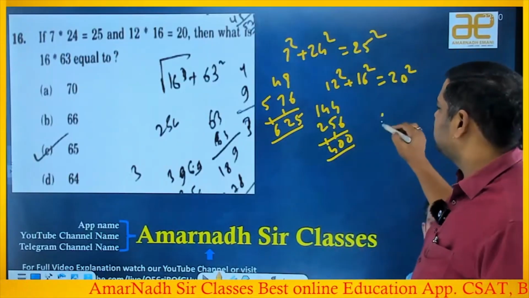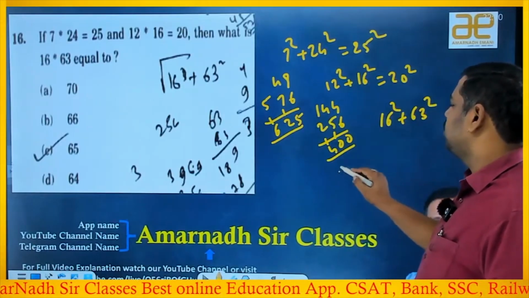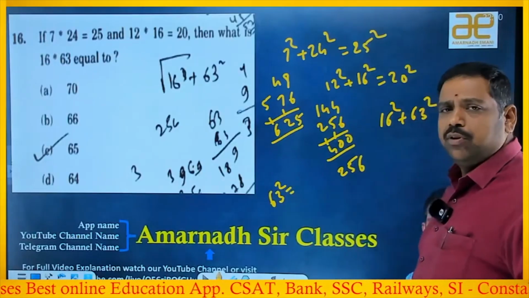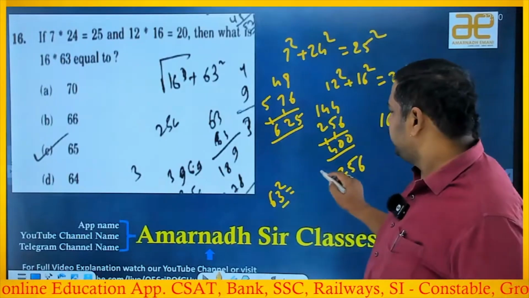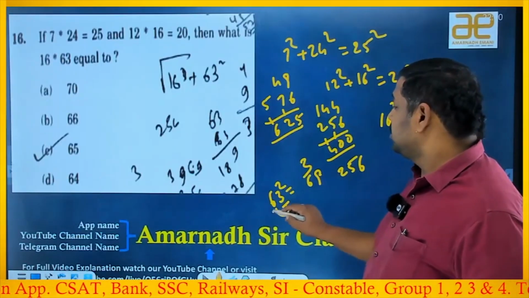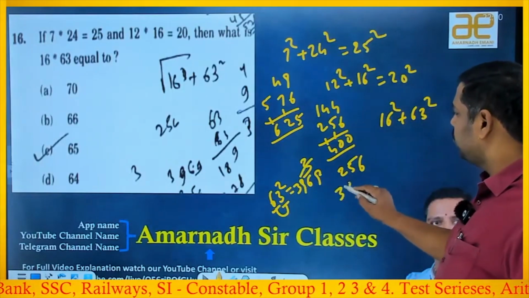The answer will be 16 square plus 63 square is how much, right or wrong? 16 square is 256. The problem is, 63 square is how much? Okay, so 63 square: 3 square is 9, 3 sixes are 18, twice that is 36, 6 square is 36 plus 3 is 39. 3969. Okay, now you will get it. That's how you do the square.